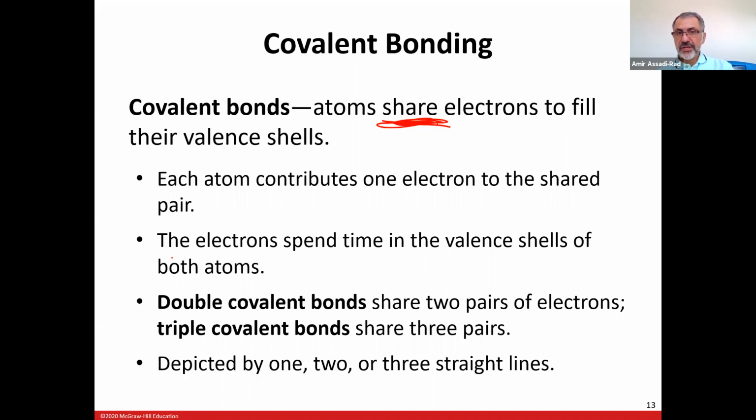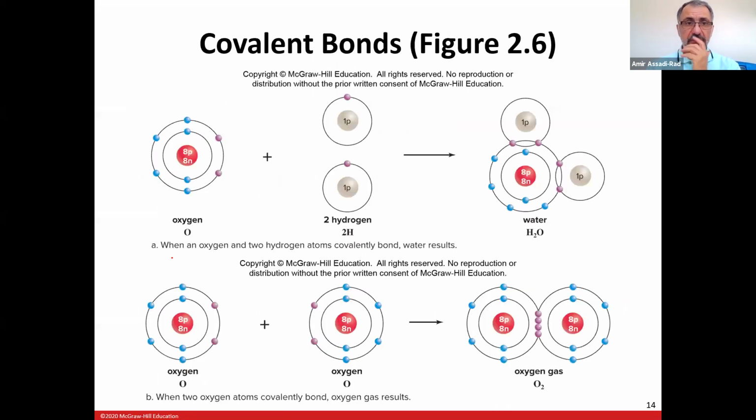Double covalent bonds share 2 pairs of electrons, and you see that triple covalent bond shares 3 pairs. So those are the maximum you can have with double covalent bond or triple covalent bond, depicted by 2 or 3 straight lines. Okay, let's look at it. Now I'm talking about covalent bond. I hope you're with me.